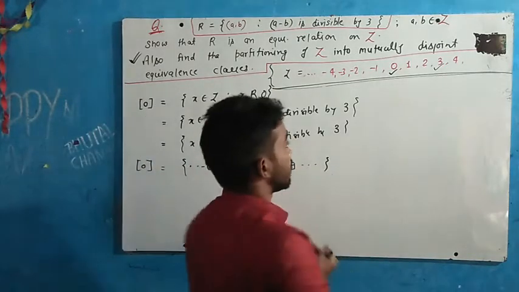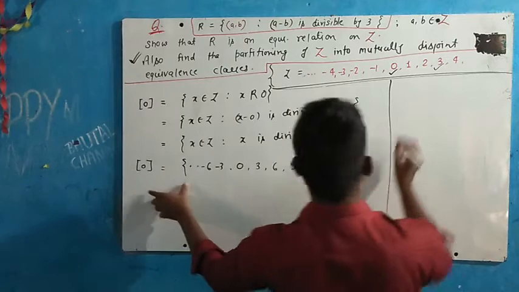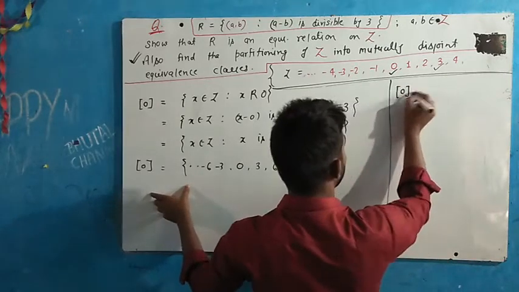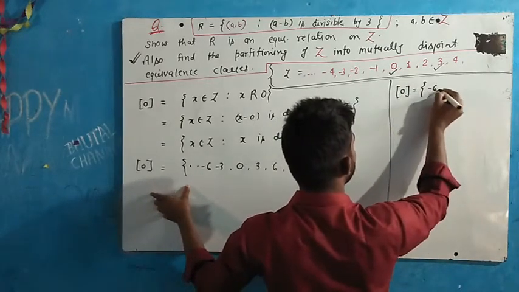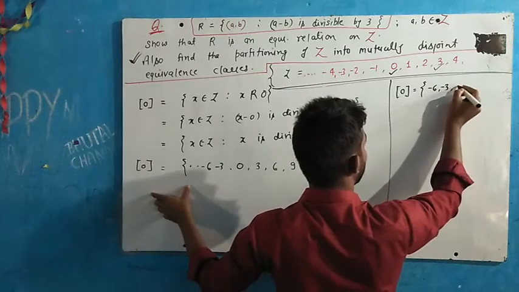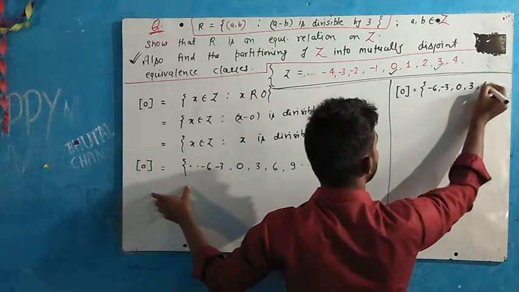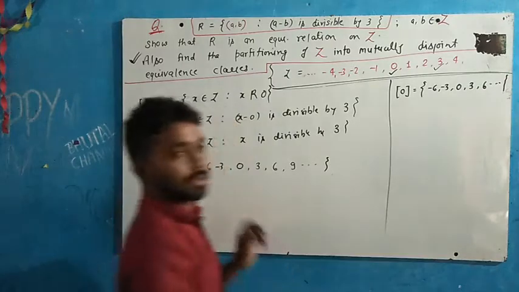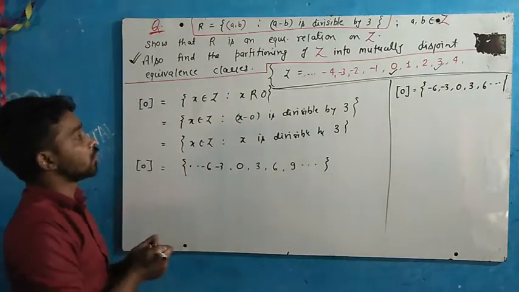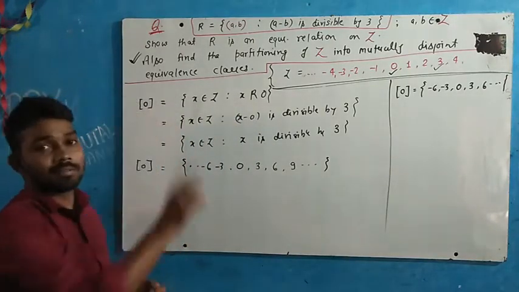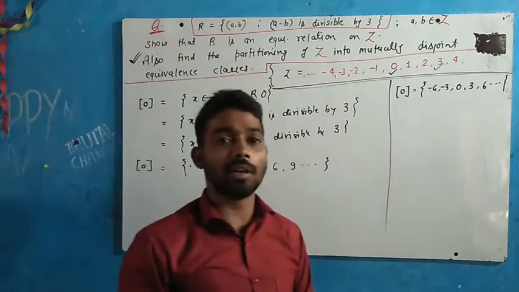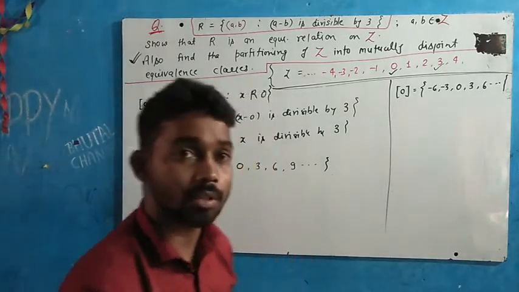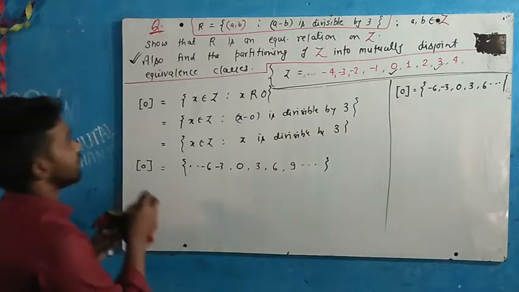Get me? So I just want to write it again here. Equivalence class of 0 is equal to minus 6, minus 3, 0 and 3, 6, dot dot dot. Clear? Okay. So now similarly we are going to find the equivalence class of the next element 1, and after that we will find the equivalence class of 2 also. Clear?